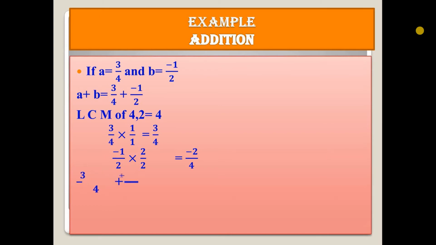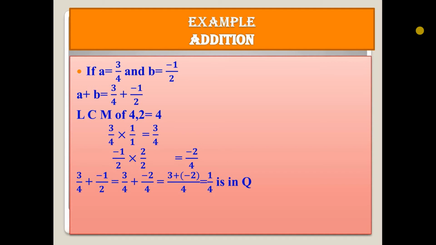Now this 3/4 plus -1/2 equal to, so after the LCM we got the answer. After taking the LCM we got a number, an answer. So 3/4 plus this -2/4 we are adding. So what do we get? 3 plus -2 over 4. If it is a different sign of the number, when we want to add that number, what will we do? We have to subtract the smaller number from the bigger number and put the bigger number's sign.